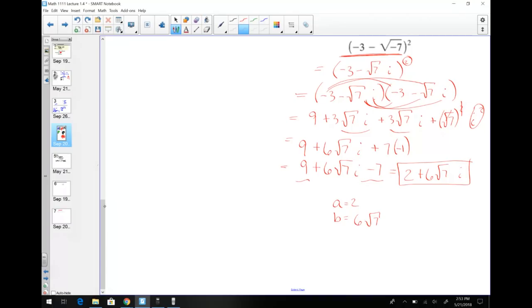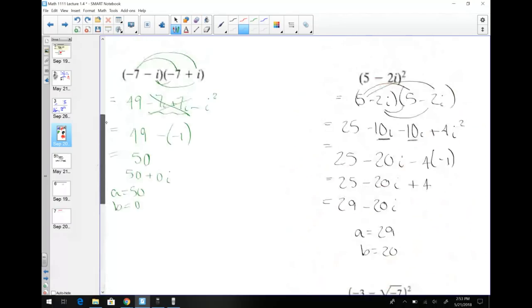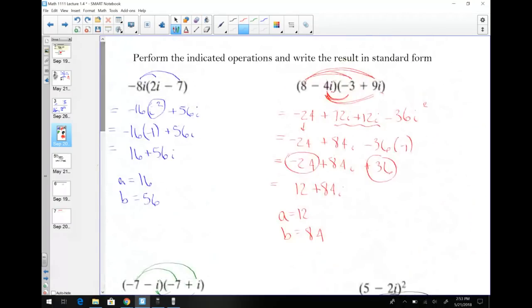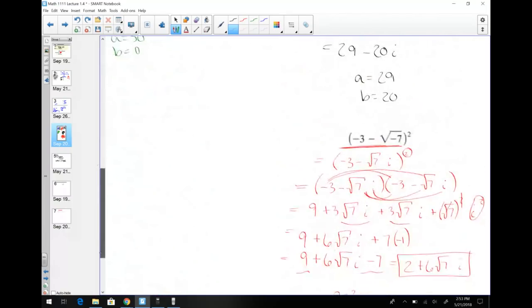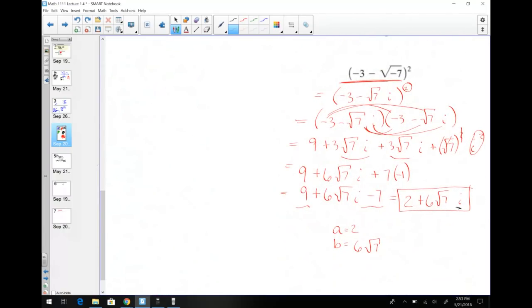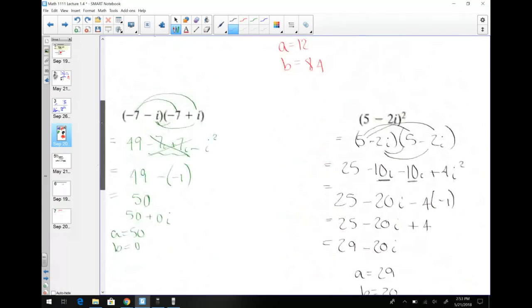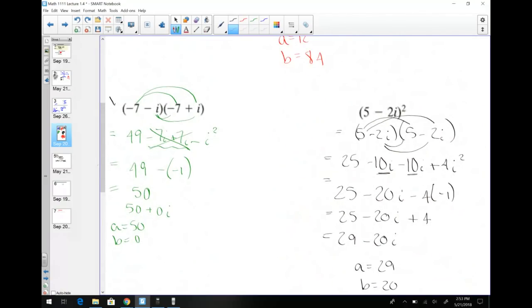Okay, so back to these. All of these, notice, had an i here. So notice all of them ended up with an i. The only one that didn't end up with an i is this one right here. And there's a reason why it didn't end up with an i.